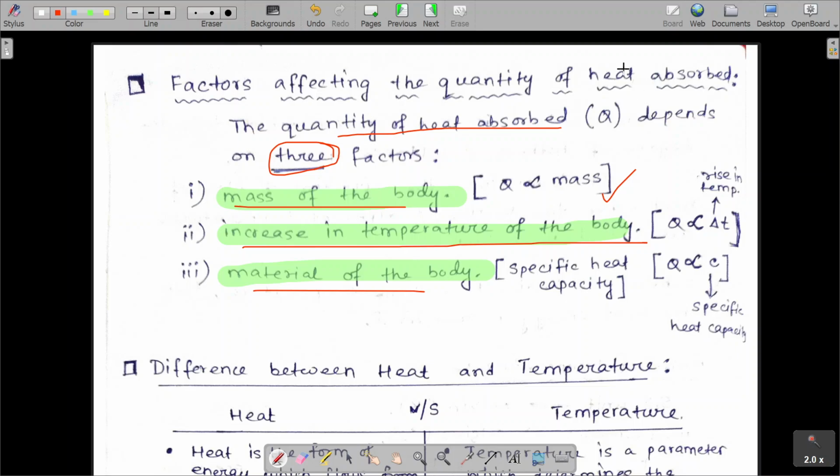It also depends on the material of the body, that is, the specific heat capacity. We will learn it in detail. This is also directly proportional to the heat absorbed, that is, Q is directly proportional to C. The more the specific heat capacity of a body, the more is the amount of heat energy absorbed.